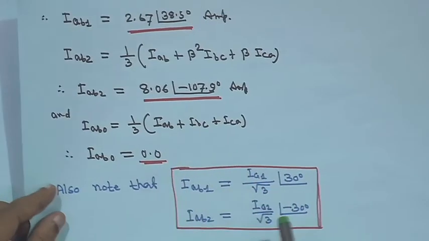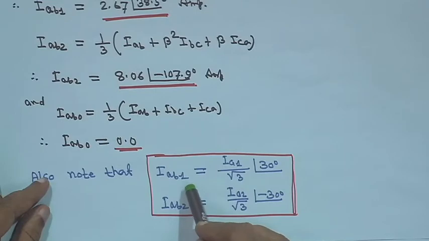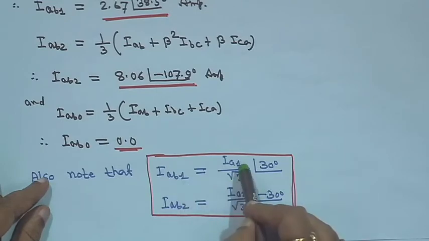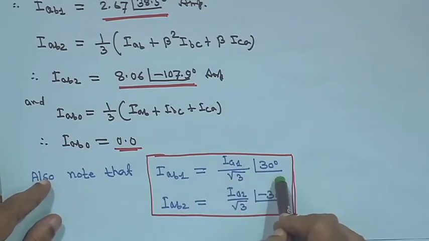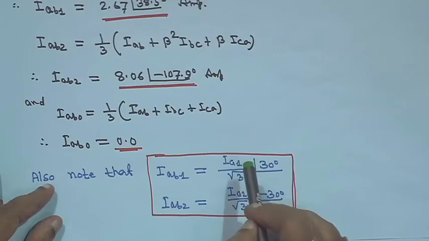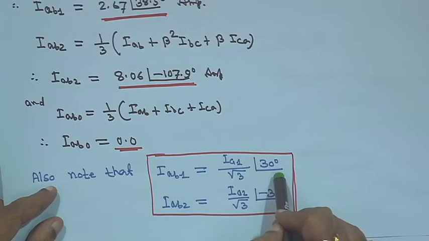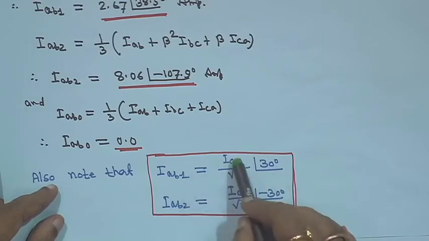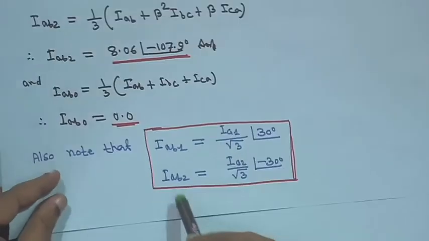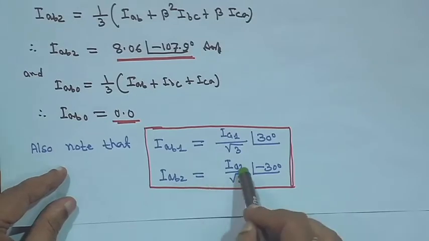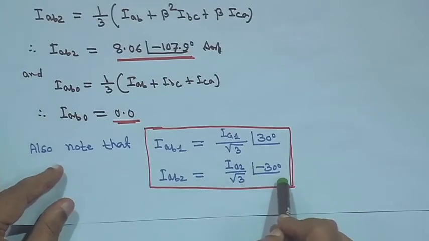Also note that you can verify that I_AB1 actually is I_A1 by root 3 angle 30°. You know I_A1, you substitute here and divide by root 3, and you will see this is becoming I_AB1 equal to I_A1 by root 3 ∠30°. Similarly, here also I_AB2 will become I_A2 by root 3 ∠-30°.